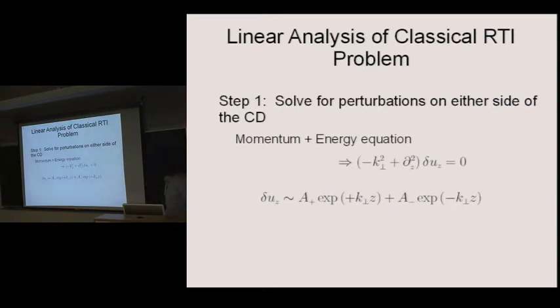So there are 2 steps to deriving the Rayleigh-Taylor dispersion relation. The first step is to look at what the perturbation is doing on the 2 sides of the contact discontinuity. It's not so hard to manipulate the momentum and energy equation to get this equation for the perturbation of the vertical velocity, that I call delta u_z. And the solution looks like this. There are kind of 2 modes, one which is increasing exponentially with height and one which is decreasing exponentially with height.